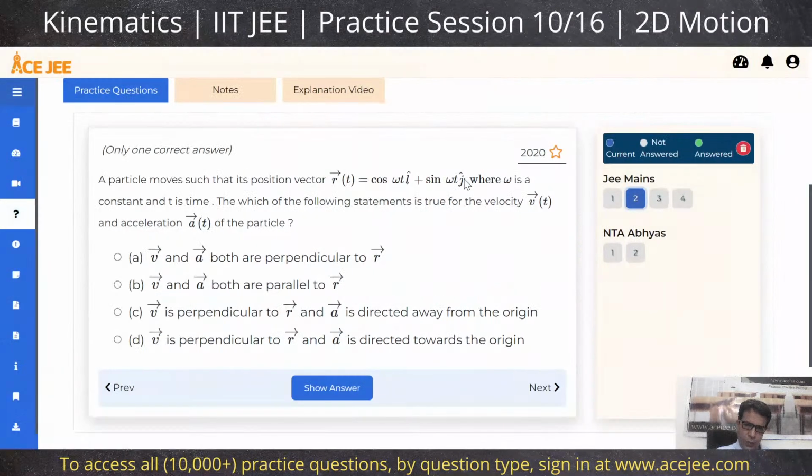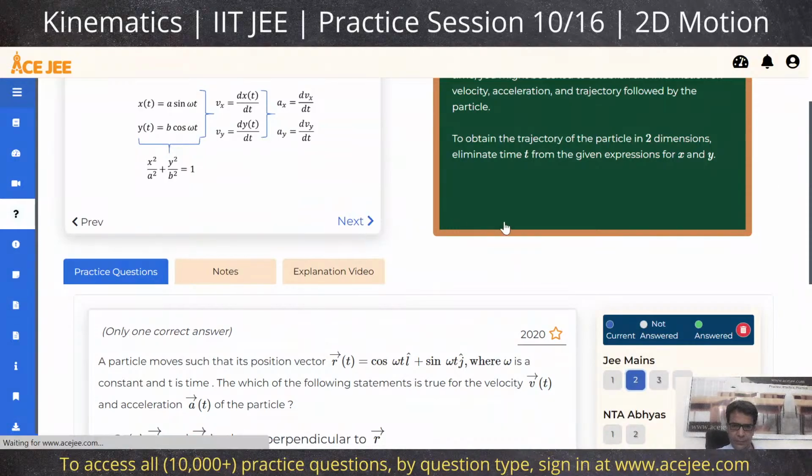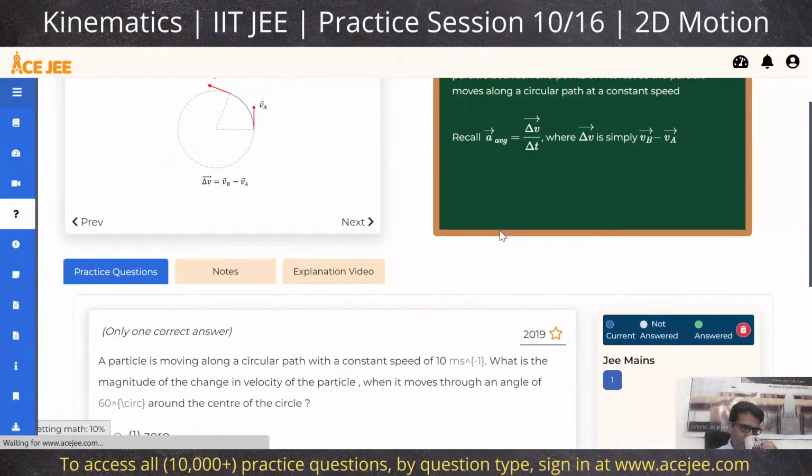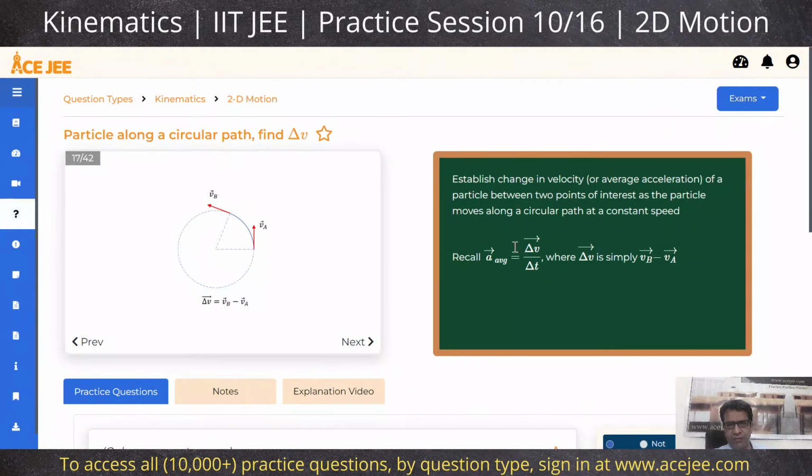Let me go to the next question type. Is the pace okay? Is it slow? Is it fast? Ruchika beta, you're okay with the pace? Yes, sir. Chavi beta, is the pace okay?